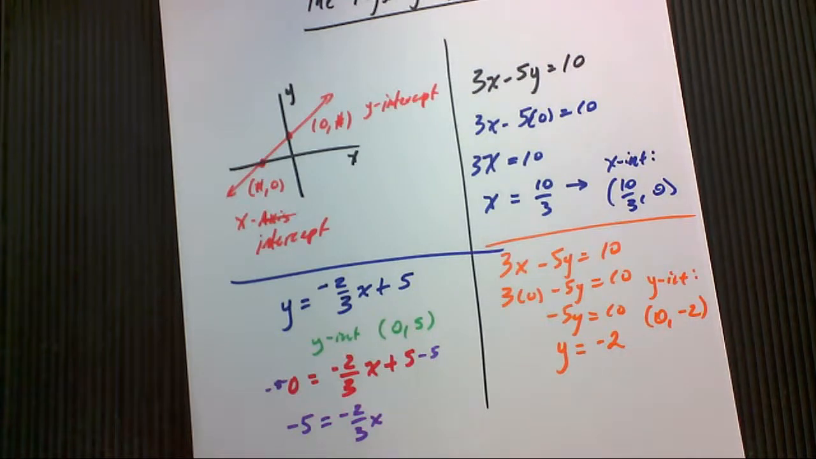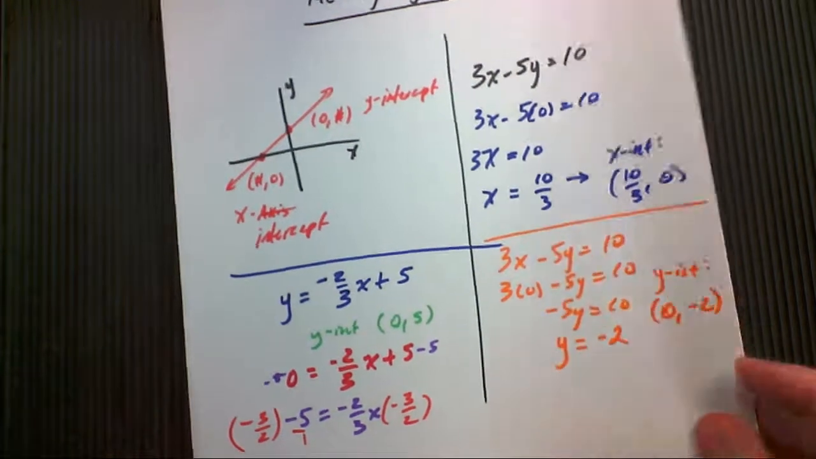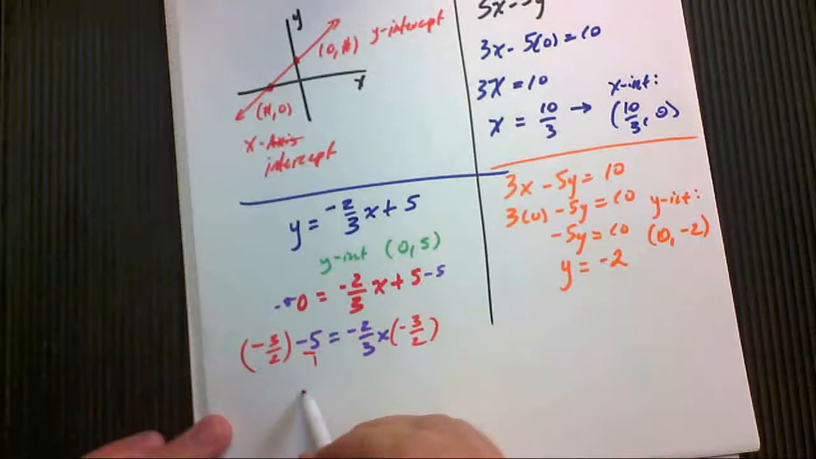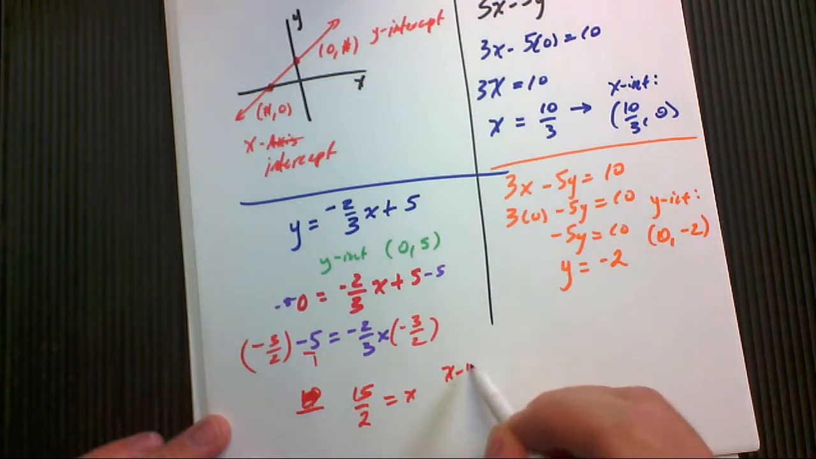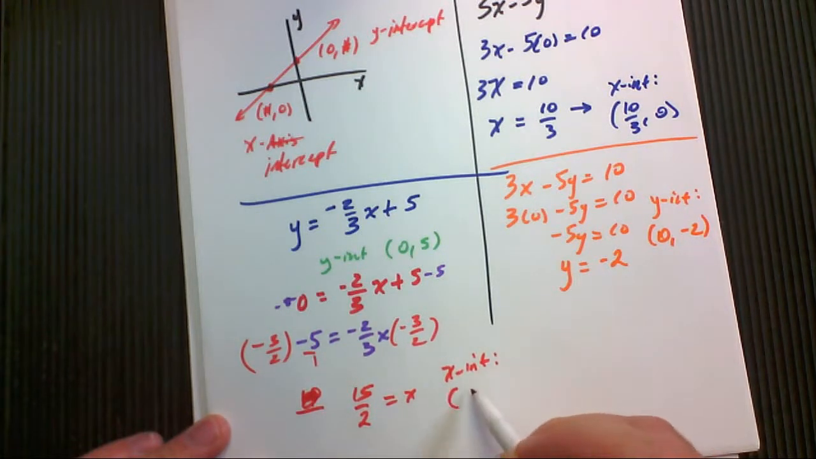Now, last step, we have to multiply both sides by the reciprocal right here. So it's going to be by negative 3 over 2. Negative 3 over 2. Right? So it's going to be a positive 15 over 10. Sorry, 15 over 2 equals x. So the x-intercept is going to be 15 over 2, comma 0.